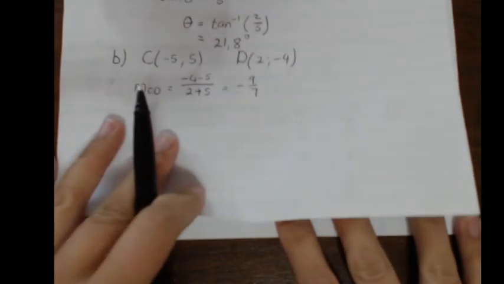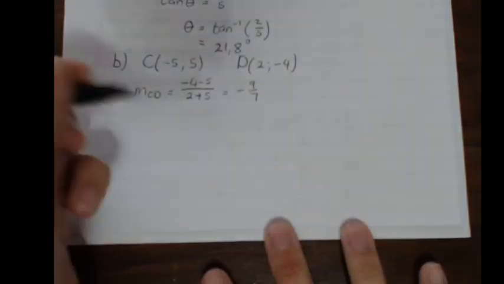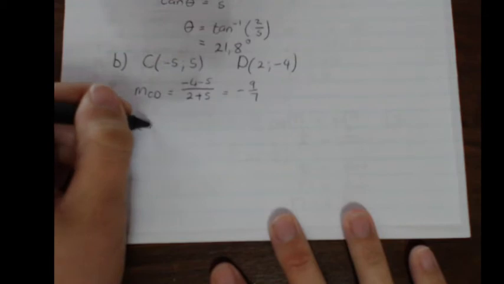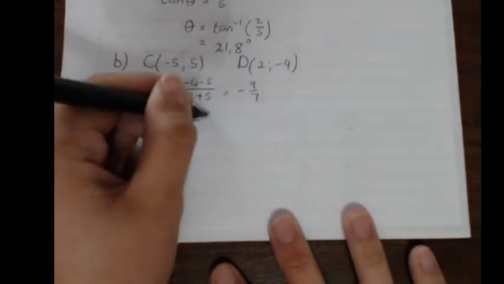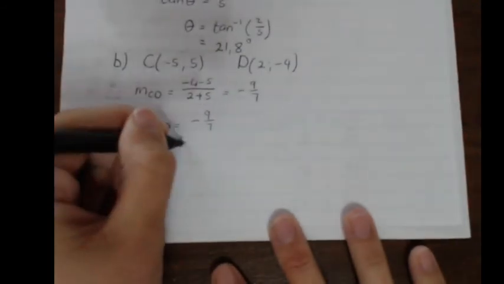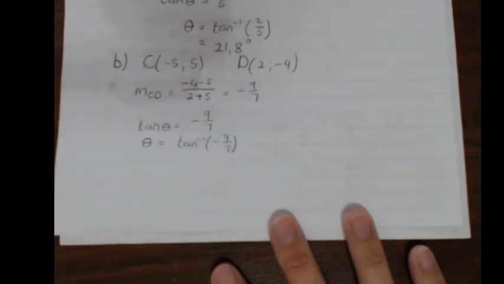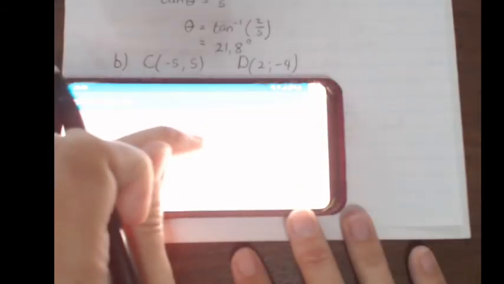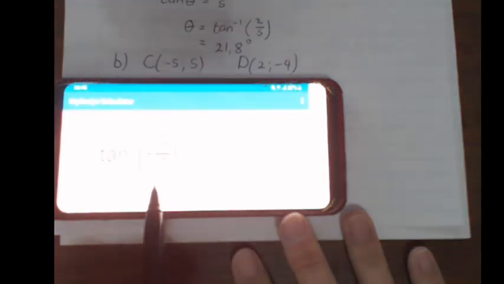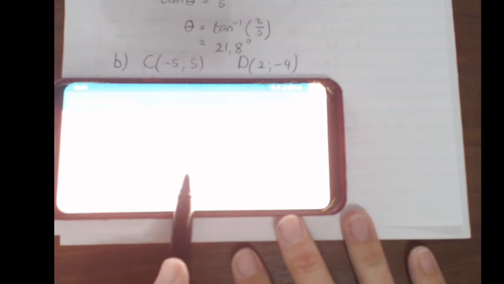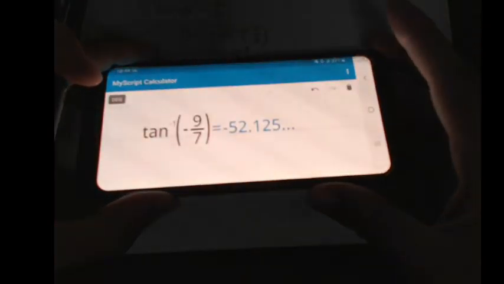Then I'm still going to make tan theta equal to the gradient, but I must just remember to add the 180. Right, so tan theta is equal to -9 over 7, and then theta is going to be shift tan of -9 over 7, which if you type that into your calculator, shift tan -9 over 7, you'll see that you get a negative angle there.